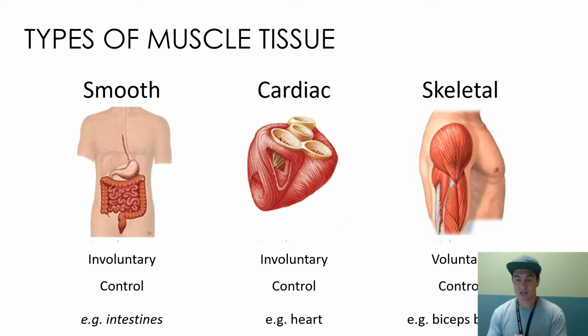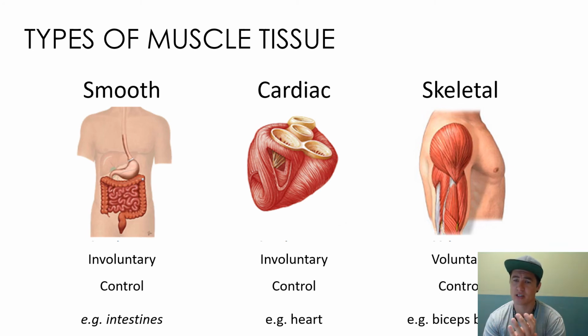The cardiac muscle is specifically found in your heart. It's shaped in a specific way to allow the heart to contract the way it does. Also under involuntary control, which is great. I wouldn't want to have to worry about consciously thinking about my heart contracting. So you have pacemakers within your heart that help keep that rhythm.